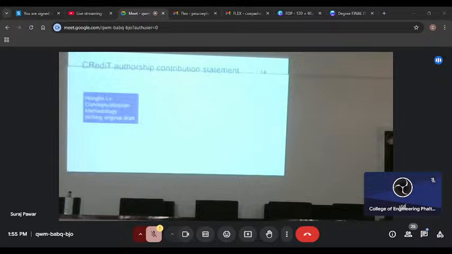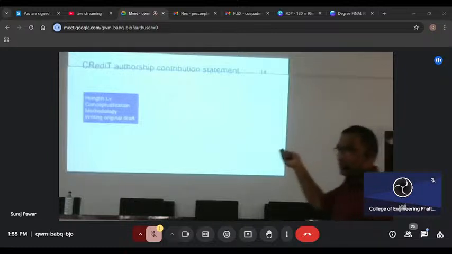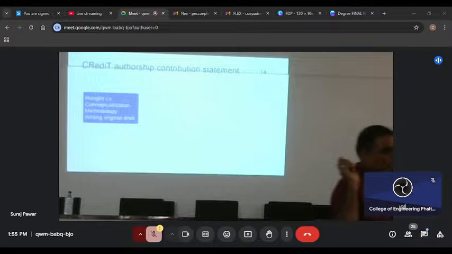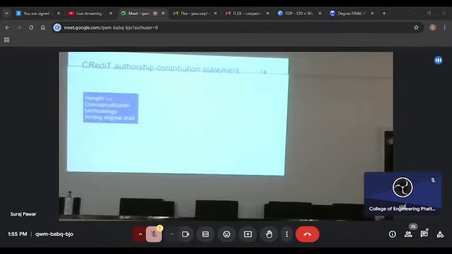Then, the CRediT authorship contribution technique. I have taken this from one of the ScienceDirect papers, because some papers ask for it. Suppose I am the author, and I have put some names from your college. Then they ask, what is the contribution of each of them? So for each author, we are going to put the contribution.